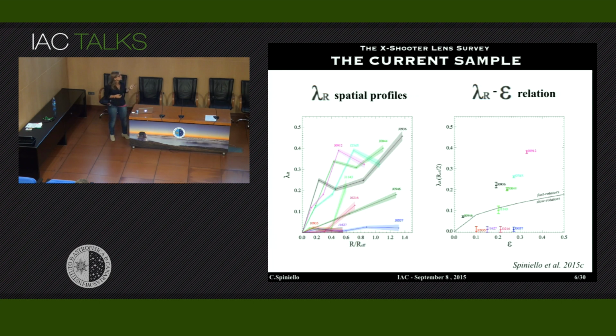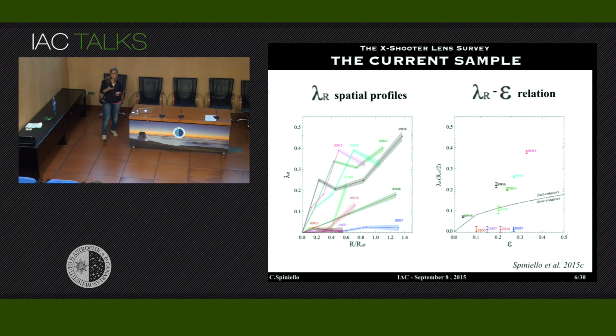So we're analyzing a representative sample of the red and dead galaxies that are often analyzed with the lambda spatial profile, and that have been studied by ATLAS 3D in order to show that there's a dichotomy between fast rotators and slow rotators. So this lambda parameter is nothing else than the angular momentum of the galaxy. It shows the angular momentum of the galaxies, and here we're tracing the lambda spatial profile for the 10 galaxies, and here we're plotting the lambda-epsilon relation in order to get the distinction between fast and slow rotators.